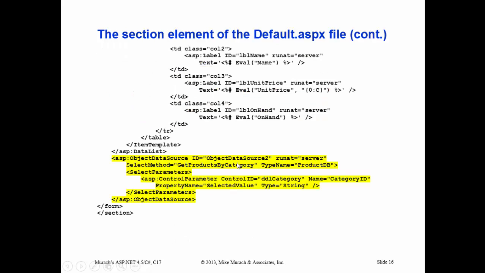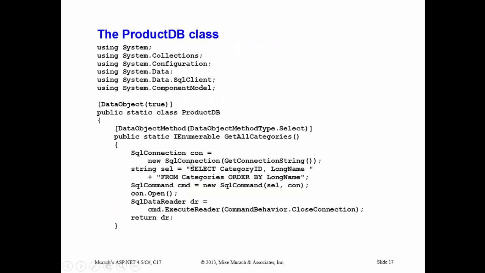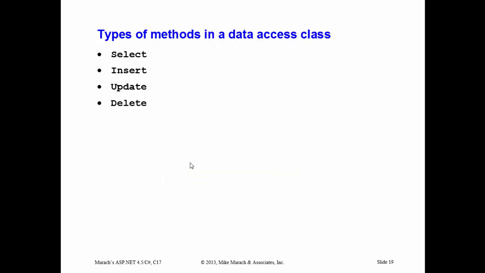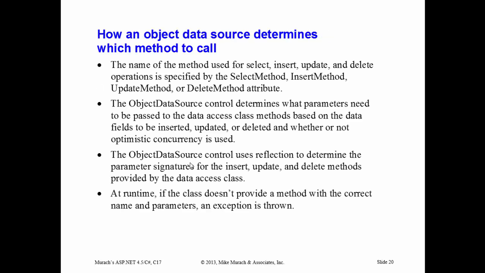And then in this example, they've got another object data source that's tied to the drop-down list box of category, pulling down just products for that category. So I won't go through all this code. Again, I think we went through a lot of these slides already.